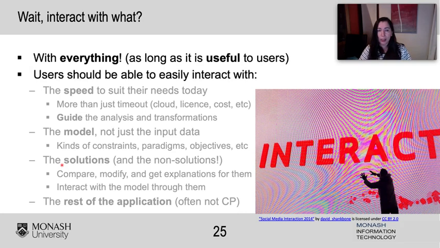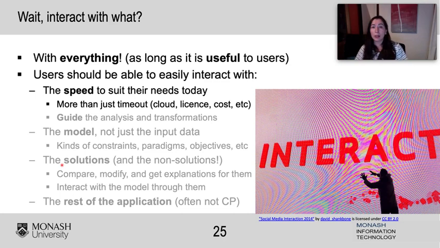Users should be able to easily, and that's another important word, interact at the speed to suit their needs. And what I mean by that is not just putting in a timeout. Sometimes they want to use the cloud, but it's costly, so not always. Sometimes they need to use licenses, but not always, because it's costly, etc. So it's not the same at the beginning of the process, the middle of the process, the final version, etc.